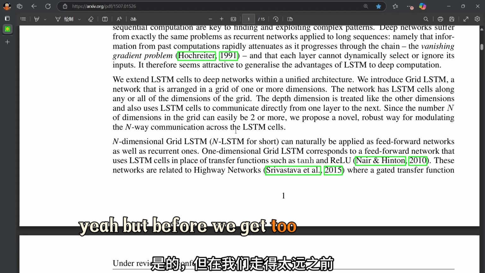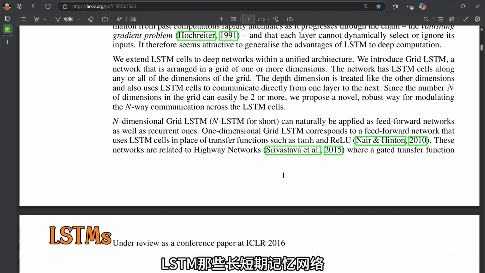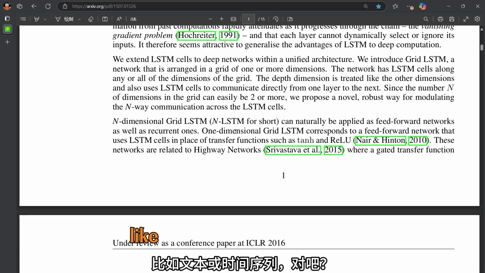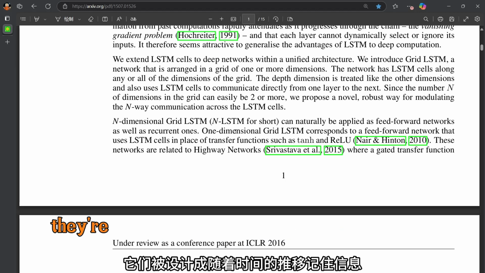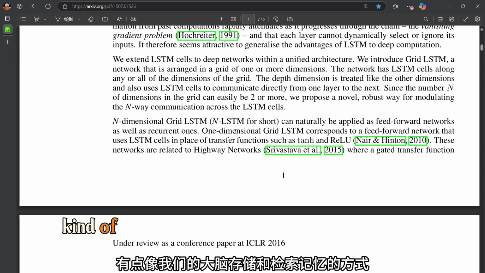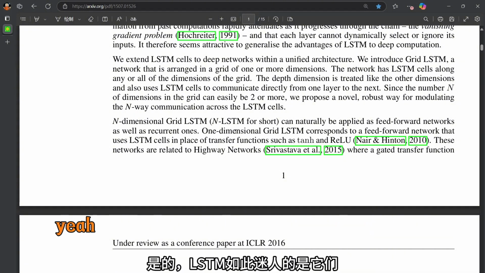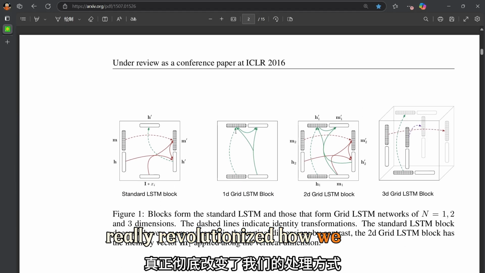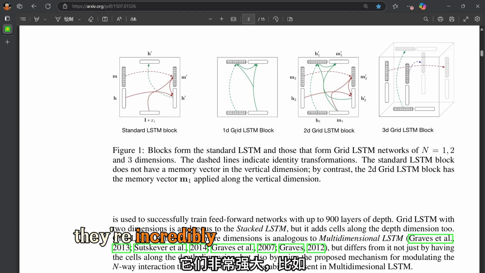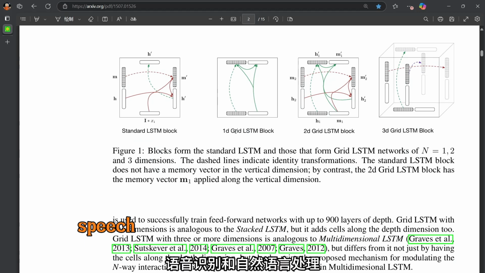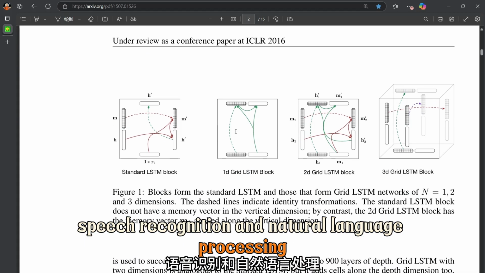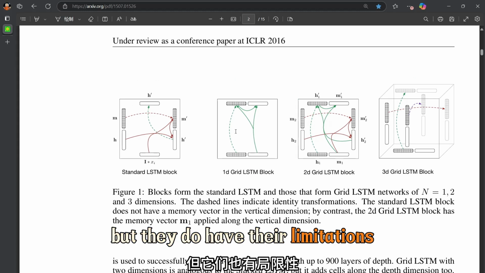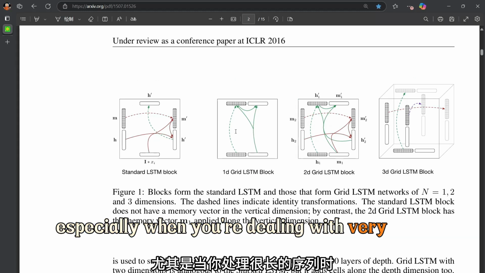Yeah. But before we get too far ahead of ourselves, let's start with the basics. LSTMs, those long short-term memory networks, are all about handling sequential data, like text or time series, right? They're designed to remember information over time, kind of like how our brains store and retrieve memories. And what's so fascinating about LSTMs is that they really revolutionized how we deal with that sequential data. They're incredibly powerful for things like speech recognition and natural language processing, where the order of information is really, really important. But they do have their limitations, especially when you're dealing with very long sequences.